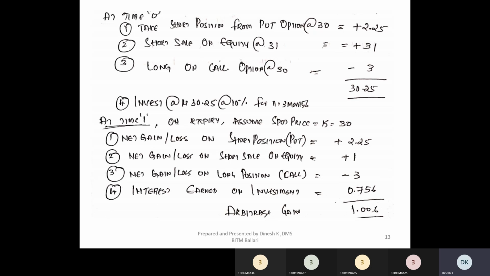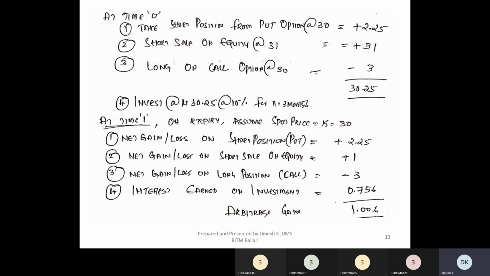What is the action of a put buyer? Whether he will execute or withdraw? Withdraw, sir. If he withdraws, what will he be losing? Only the premium. Yeah, he will be losing only the 2.25.